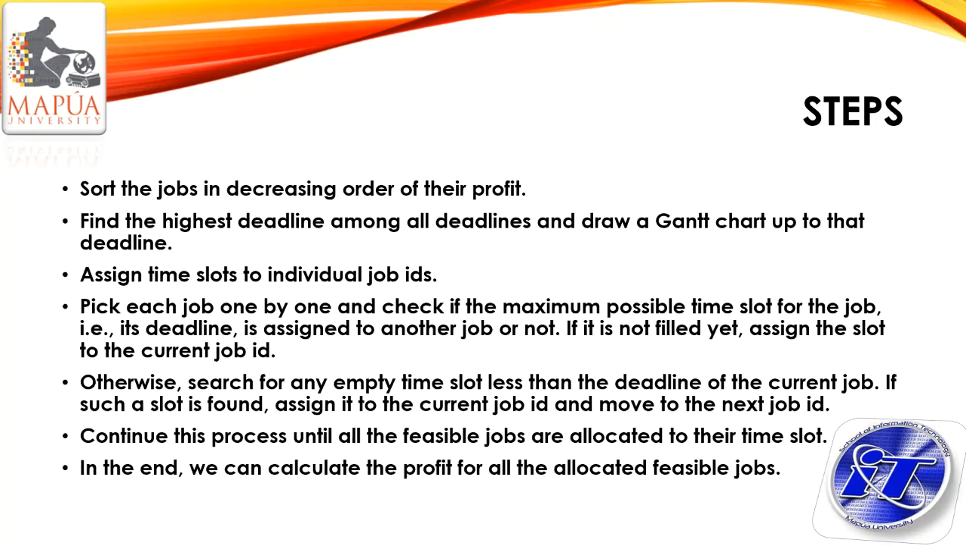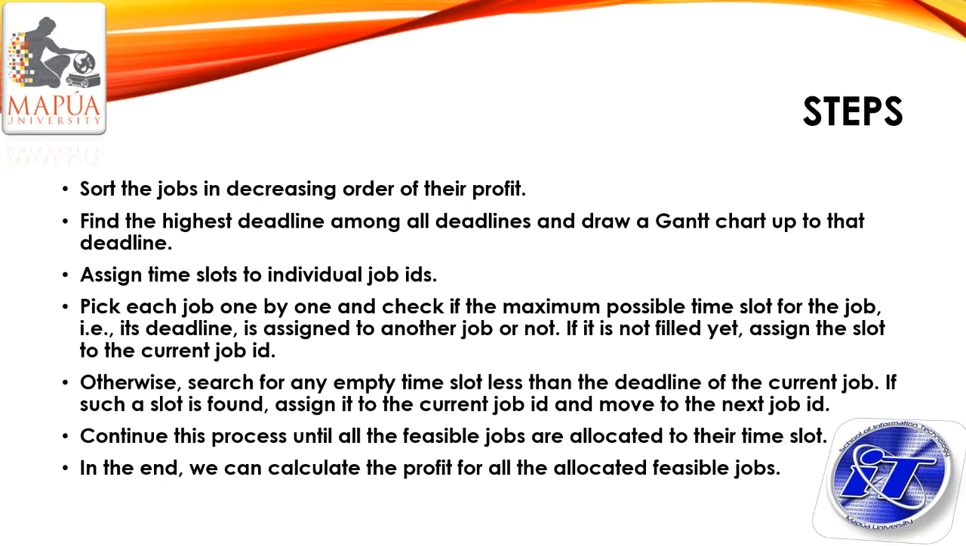So we want to determine which is the highest and which is the smallest, so we want to organize it first. And then second, find the highest deadline among all the deadlines and draw a Gantt chart up to that deadline. So the highest deadline means that's the end of our Gantt chart. And third step, assign a time slot to individual job IDs.